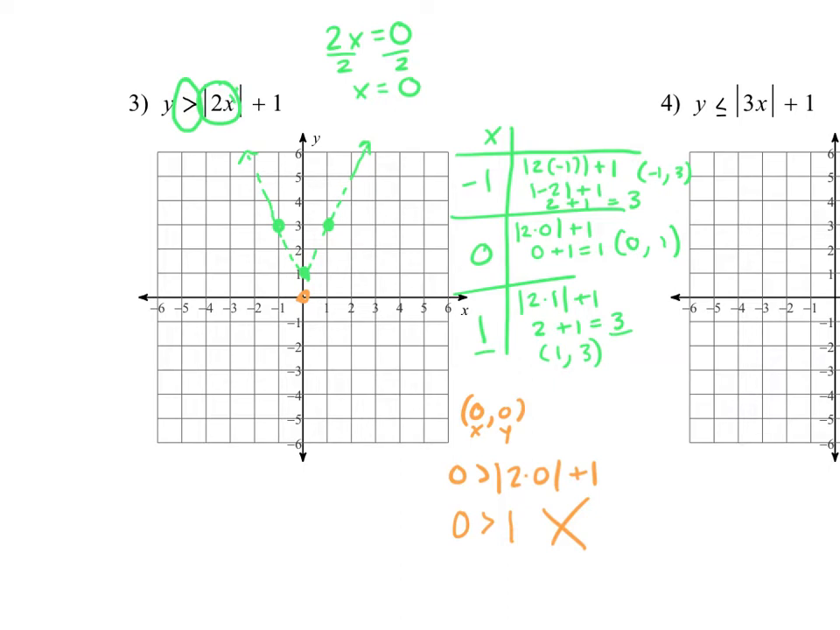So we have to shade where that 0, 0 point is not, so we shade inside the V here. Since the 0, 0 is outside and it did not work, we shade inside.